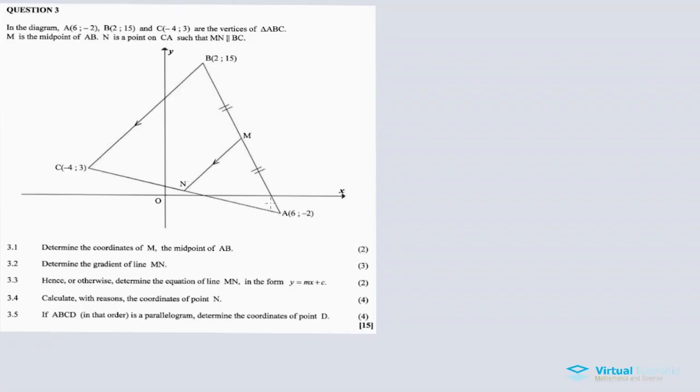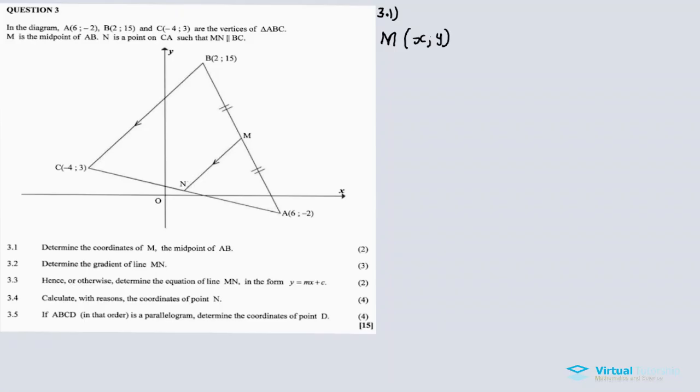This is equal to this. It reminds me of a theorem, a popular theorem that you learn in grade 11. With 3.1, we have to determine the coordinates of M, the midpoint of AB. So 3.1 is for the midpoint of AB, so it's a straightforward one.